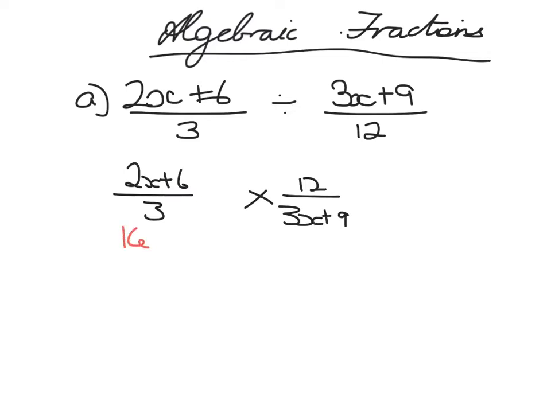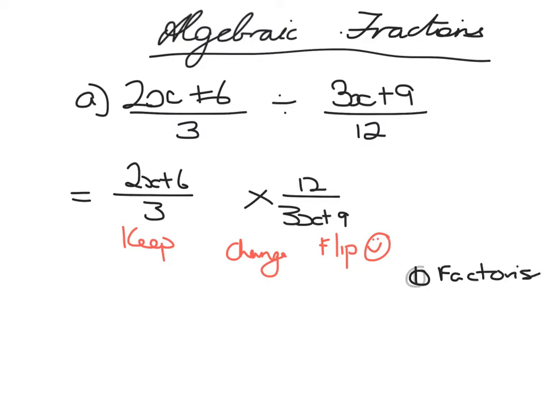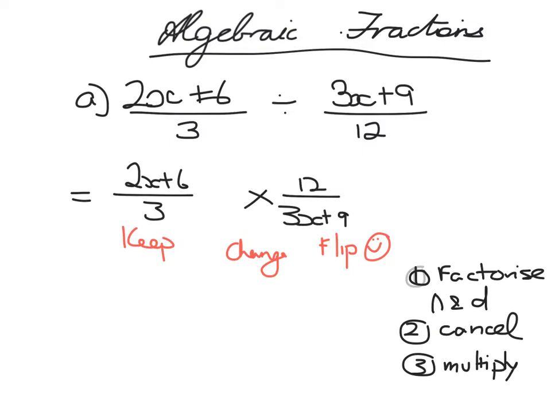Okay, keep, change, flip. Don't write that underneath. I'm just writing that underneath to help you. Then what we do is we just follow a series of steps which will always work. We factorize numerators and denominators. Then we cancel. And then we multiply. And remember, we multiply the numerators together and we multiply the denominators together.